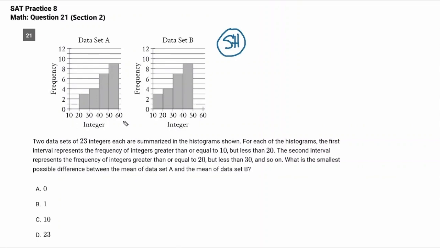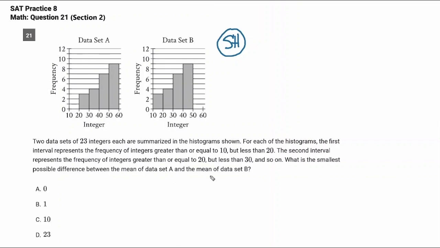You got two sets of data. Forgive me, I have to read this long problem. Two data sets of 23 integers, each summarized in the histogram shown. For each of the histograms, the first interval represents the frequency of integers greater than or equal to 10, but less than 20. The second interval represents the frequency of integers greater than or equal to 20, but less than 30, and so on.